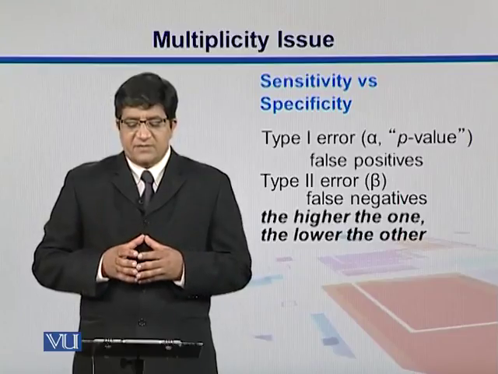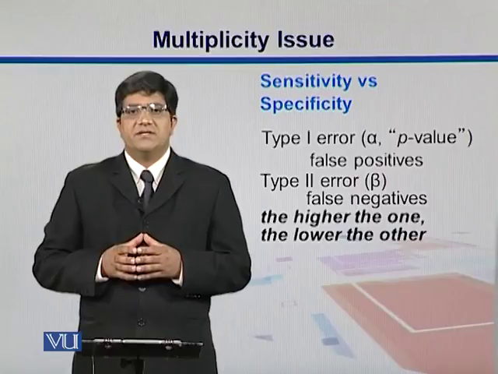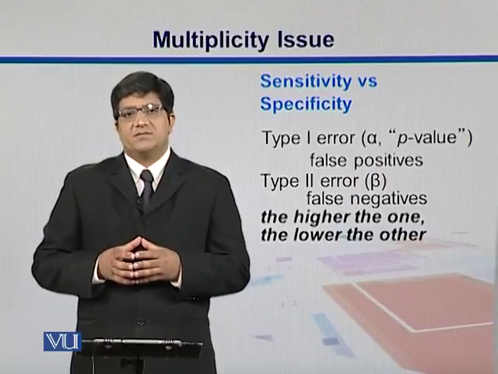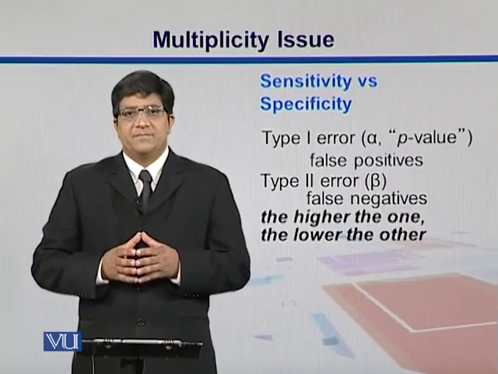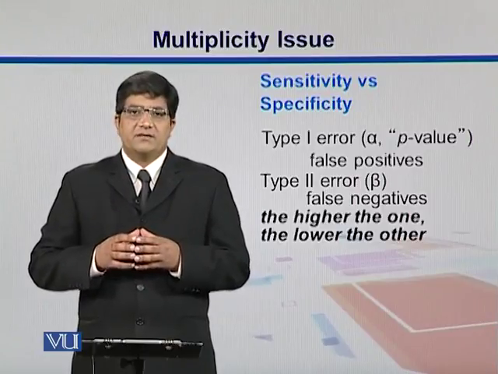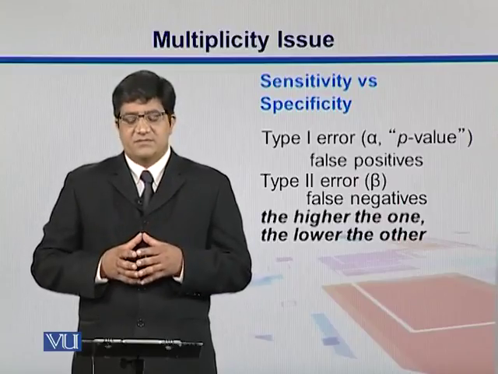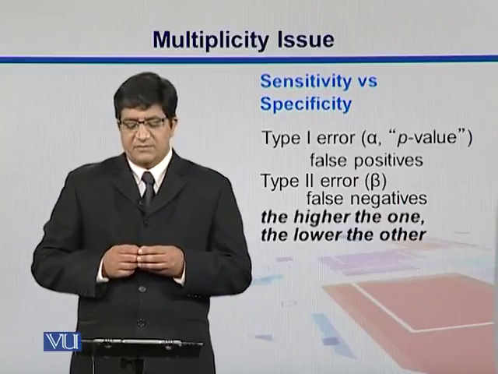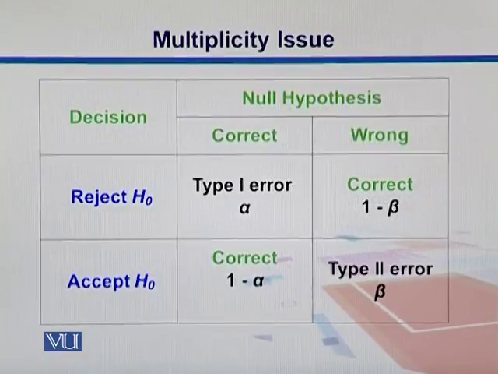There is another measure, we call it type 2 error or false negative. So sometimes we fail to reject a null hypothesis, but that null hypothesis may be false. These two measures are correlated with one another. The higher the one, the lower the other. So let's look into this overall process in this chart.